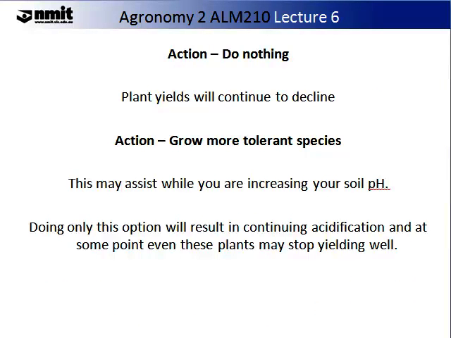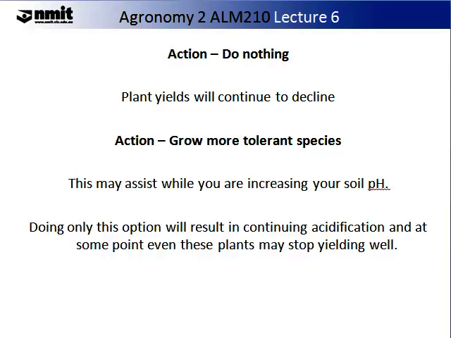One of the actions you could consider is to do nothing, and certainly doing nothing is a consideration for some agronomical problems, particularly when you're growing to a high commercial output. However, I would not recommend this with pH issues. Plant yields will continue to decline if you do not do anything about them. If you allow your soils to become very acidic, it may be hard to control and could be more expensive in the long run. A second action is that you could grow more tolerant species.